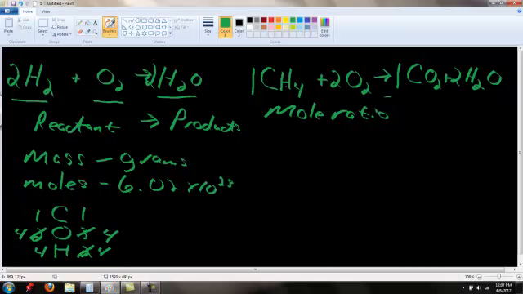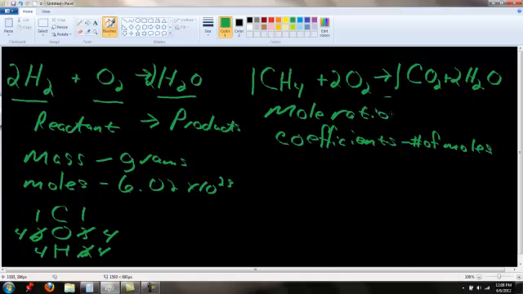front of these compounds. The coefficients, these numbers out in front, represent the number of moles of that substance. So the way this reads is 1 mole of CH4 reacts with 2 moles of oxygen, O2, to yield or produce 1 mole of carbon dioxide plus 2 moles of H2O. 1 mole of carbon dioxide and 2 moles of water are produced or created.